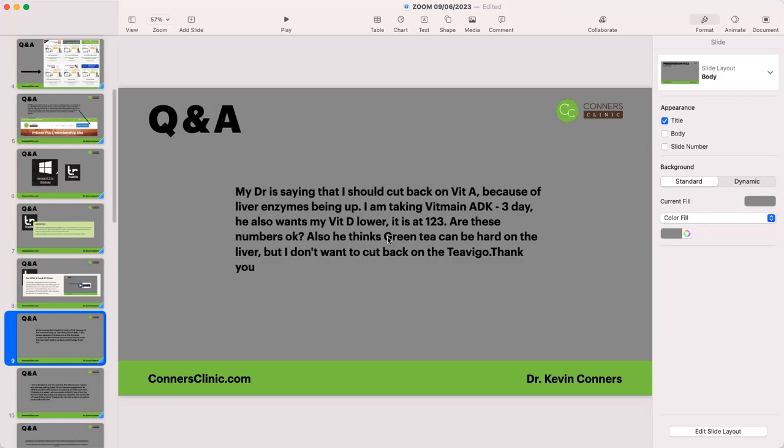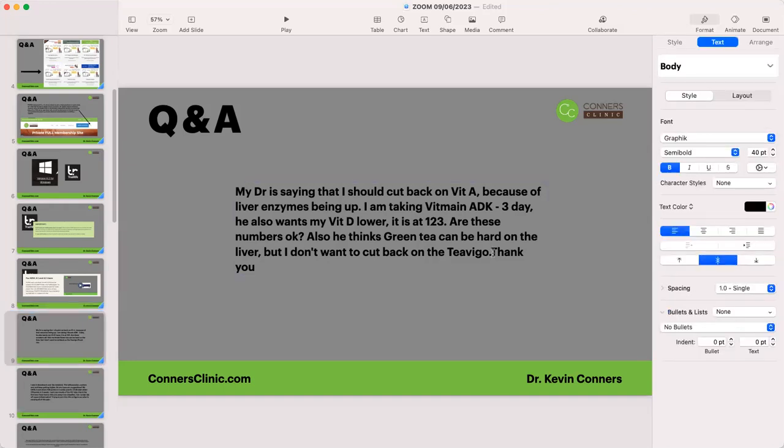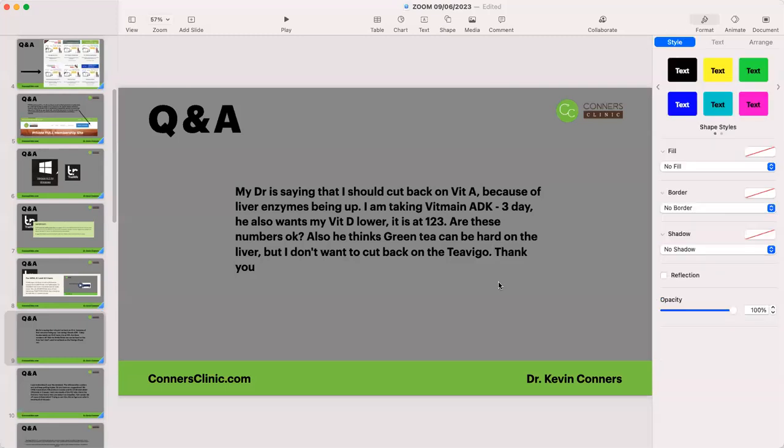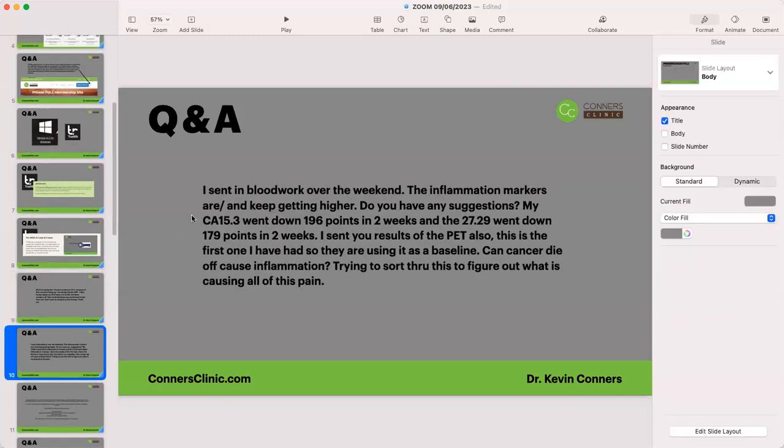I do agree that green tea extract can be hard on your liver because 90% of green tea extract sold in America is loaded with toxins. The T-Vigo is not. So I would not cut back on the T-Vigo. So that is not going to be hard on your liver.